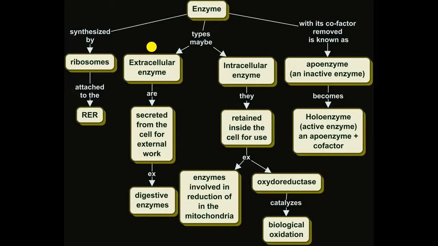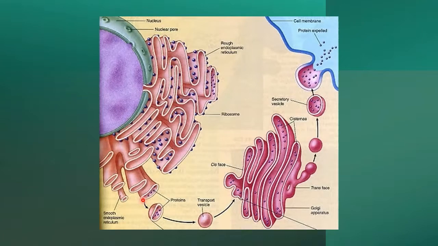There are two types of enzymes. The first type is the extracellular enzyme. Extracellular enzymes are secreted from the cell for external work. An example is the digestive enzymes. Enzymes for external use are created in our cells, packed using the Golgi apparatus, and excreted outside of the cell.